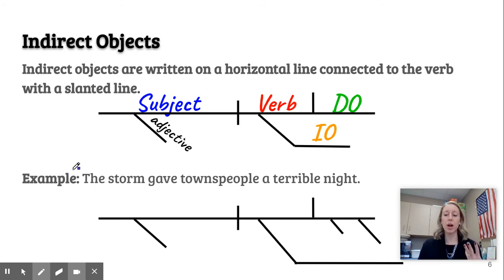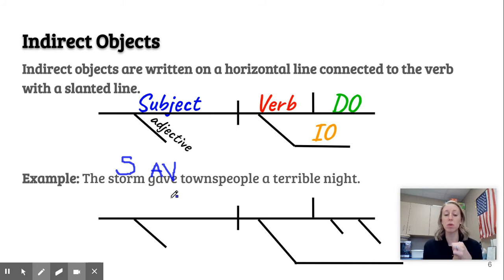We first need to figure out the subject and verb. Well, I think the verb is easier to do, so let's look for the verb first. The storm gave townspeople a terrible night. Okay, gave is our verb. Gave is an action verb, right? You could see somebody doing the giving. So gave is our verb, and we ask ourselves, what's giving? Well, the storm is the one giving, okay? So storm is our subject. So we have our subject, we have our action verb.